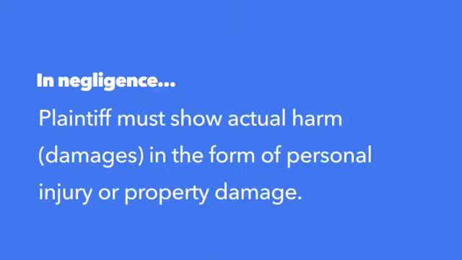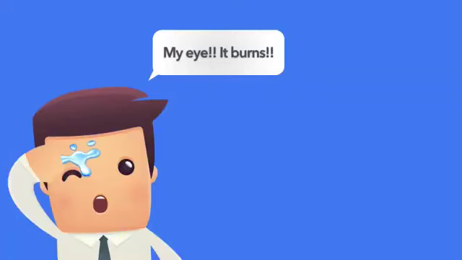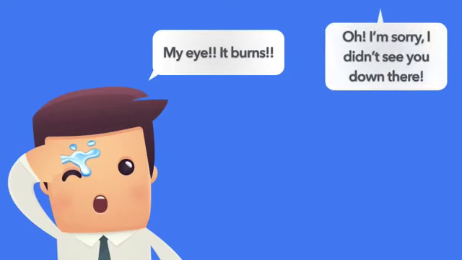Negligence is different. The plaintiff generally must show actual harm, also referred to as damages, in the form of personal injury or property damage. Emotional harm or harm to dignity alone are generally insufficient for negligence liability. If I carelessly cause spit to fall onto your face without deliberately making it happen, I would only be liable for negligence if you can show that you were actually injured in some way, perhaps because you developed an eye infection.